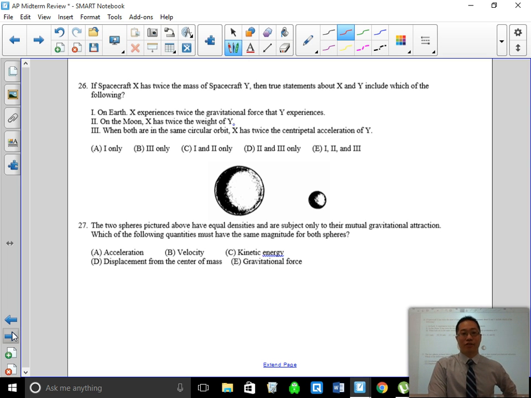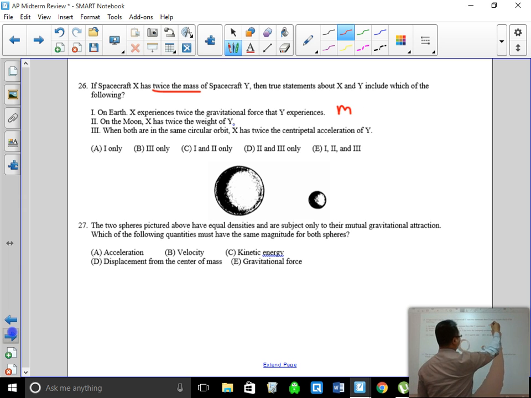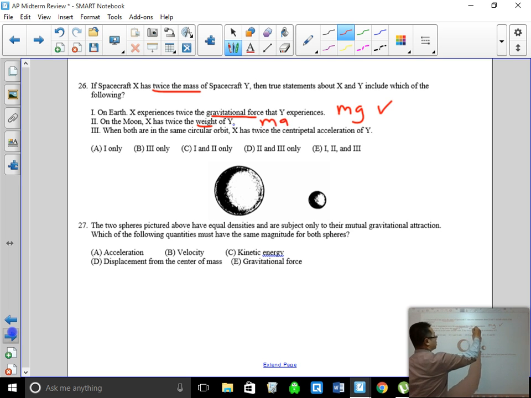Spacecraft X has twice the mass of Y. Then which of the statements are true? Okay, so because it's twice the mass, if we're talking about gravitational force on Earth, well, that's simply mass times gravity. So mass is directly proportional to the gravitational force. So with twice the mass, that's twice the gravity. On the moon, X has twice the weight of Y. Well, weight is just another fancy way of saying gravitational force. So with twice the mass, twice the weight.